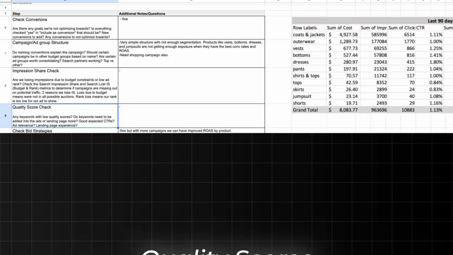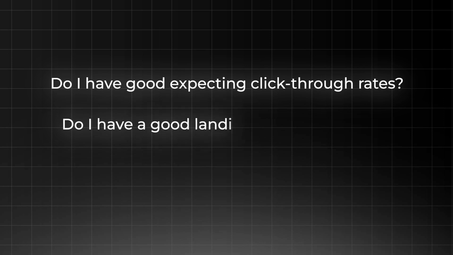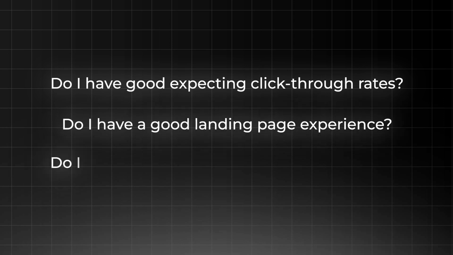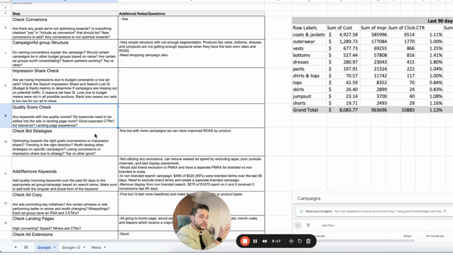Next, we'll look at quality scores, right? What this helps me do is understand where it's ranked out of 10. So, 1 out of 10. What this will help me understand is: do I have good expected click-through rates? Do I have a good landing page experience? Do I have a good ad experience? Is it relevant? Google wants the experience from keyword to checkout to be the most relevant, and they're going to help support you. They're going to help lift you up if you are providing a truly relevant experience, right? Especially now that there's AI-enabled search.